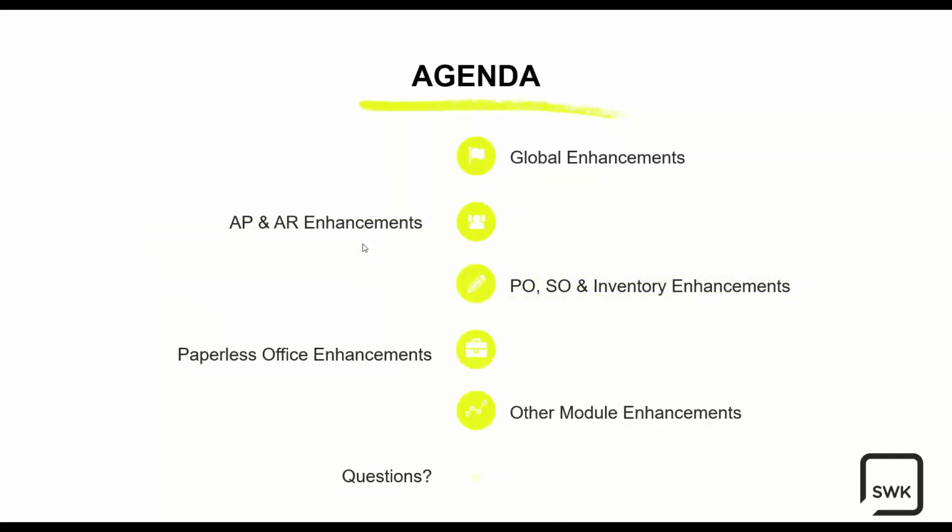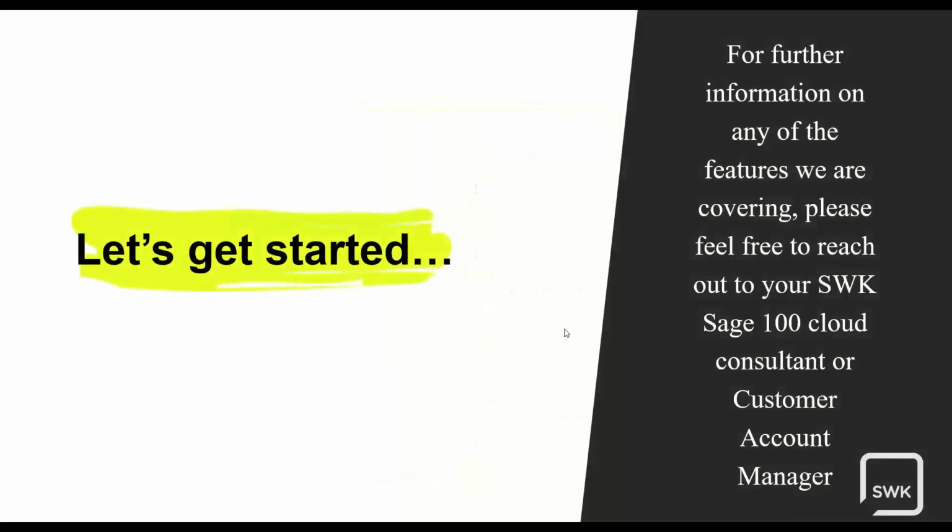So as our agenda today, we're going to talk about the different enhancements throughout the product from Sage. They've been focusing on enhancing the product now that they finished rewriting all of the modules. So we'll see global enhancements, AP and AR, POs, SO, inventory, etc. And we're going to go through all of those. And then at the end, we'll have a question area. I'm also going to discuss a little bit about the upgrade process and our upgrade plan, how you can move forward with an upgrade. So let's get started.